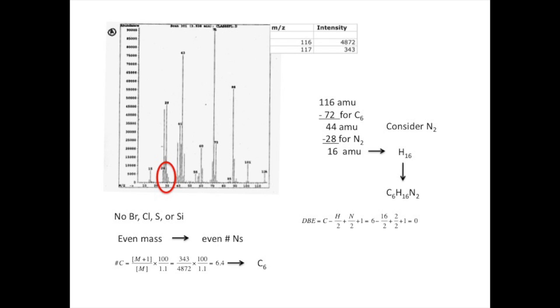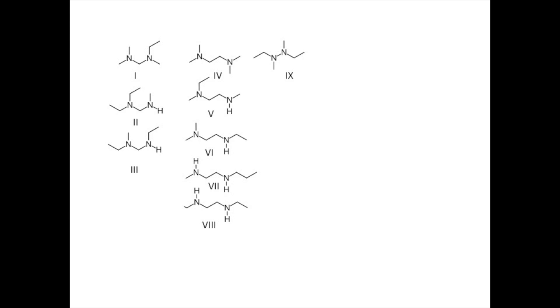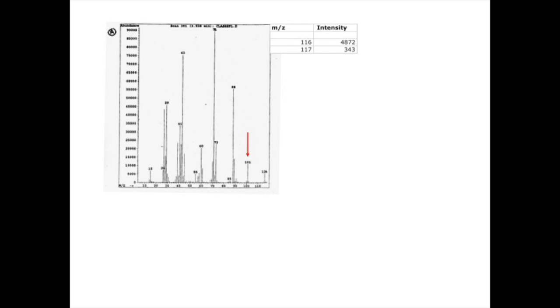We do see a small signal. The fact that it is so weak suggests that we do not have a primary amine. What structures can we draw that meet these criteria? Here are a few. Let's look at the fragmentation data to see if there's any evidence that would support or rule out any of these structures.